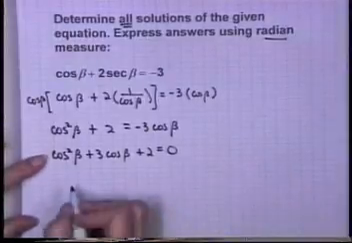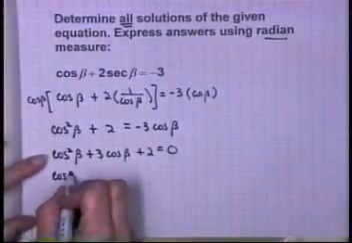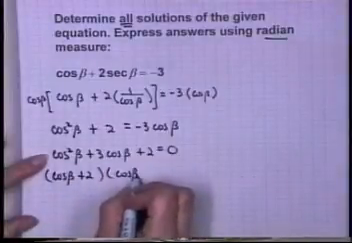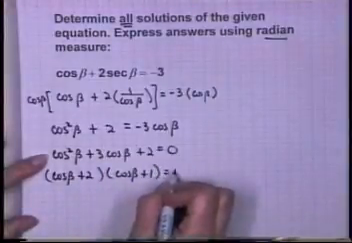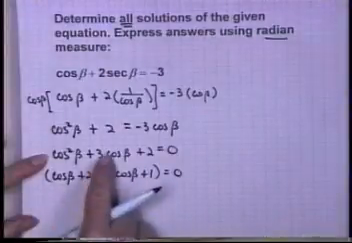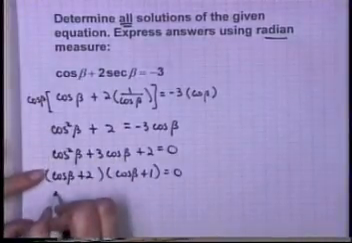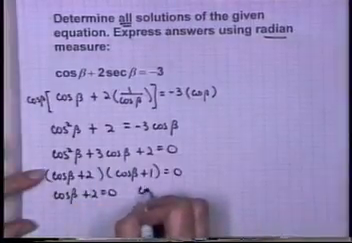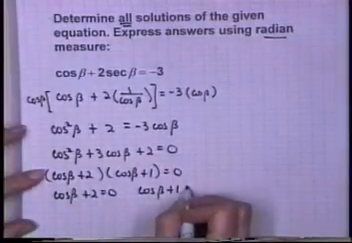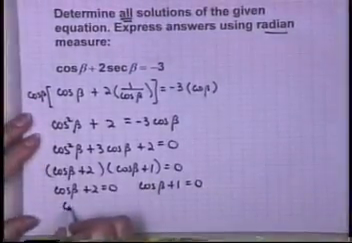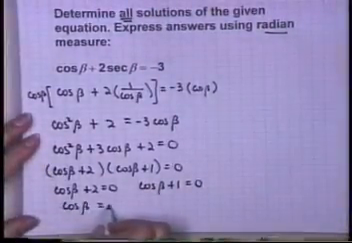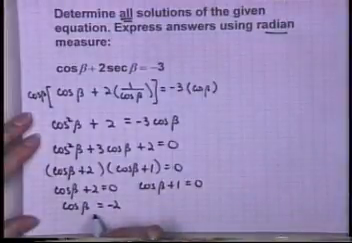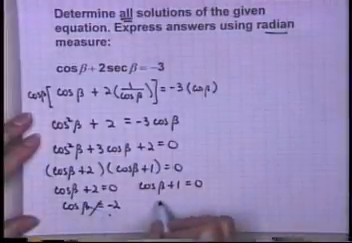Now I think we're going to be able to factor this one. Cosine beta plus 2 times cosine beta plus 1. Isn't that correct? 2 and 1 is 3. Okay. Then we will set each factor equal to 0, and then we'll solve for the cosine. Here we have cosine beta equals -2. Are you thinking ahead? Can that happen? Can't happen, can it? No solutions there.